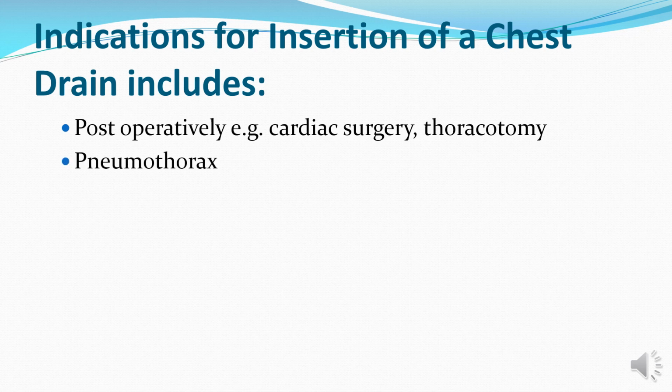The second indication is pneumothorax. Pneumothorax is the presence of air. So whenever you have air around the pleural cavity, you need to drain this air. Remember, the area around the lungs should be negative pressure to keep the vacuum intact. So the area around should be a vacuum, in short.